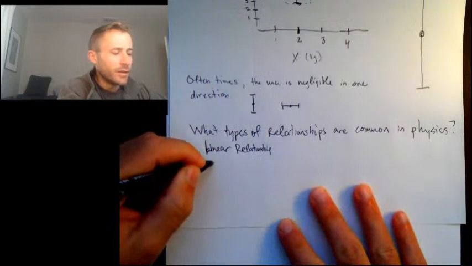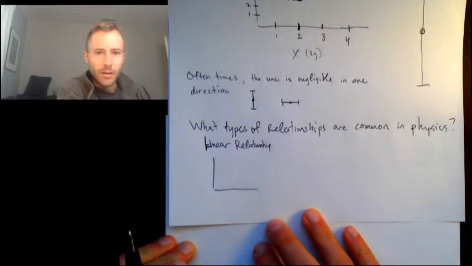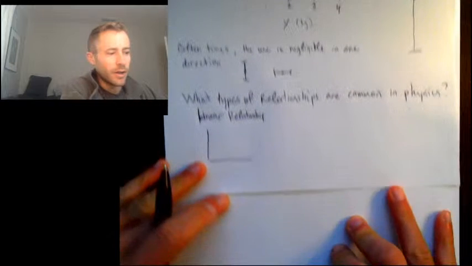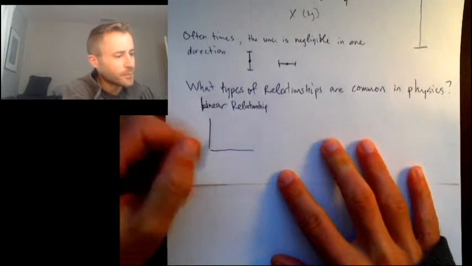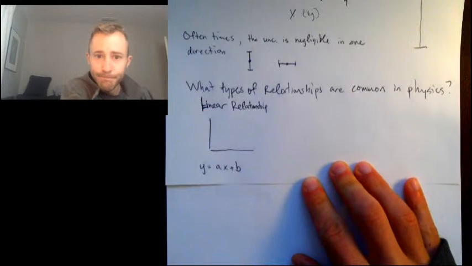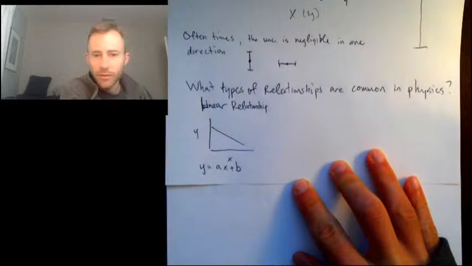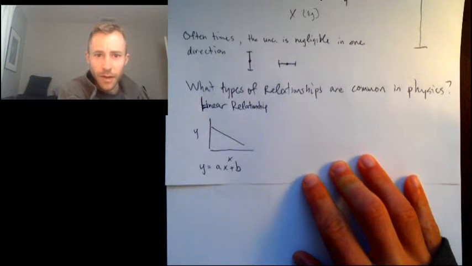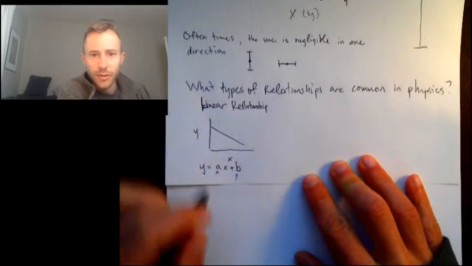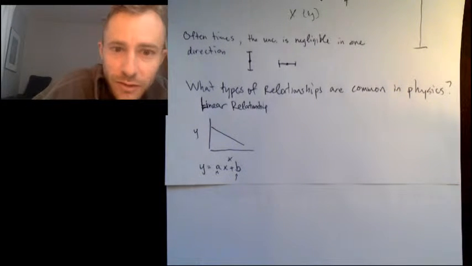Okay, so a linear relationship is one where our model equation is y equals ax plus b. We have our graph of y and x, and it looks like a straight line. a and b are called free parameters, so a and b can be whatever numbers, and it still qualifies as a linear relationship.